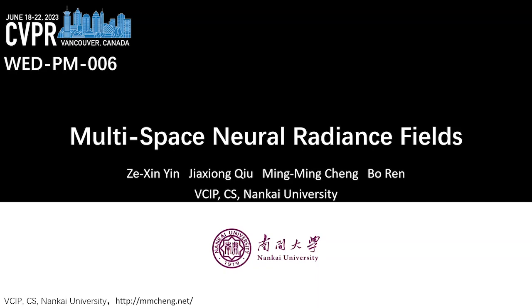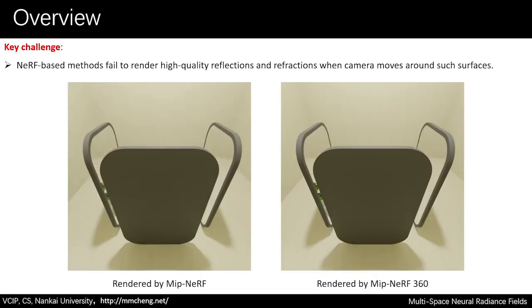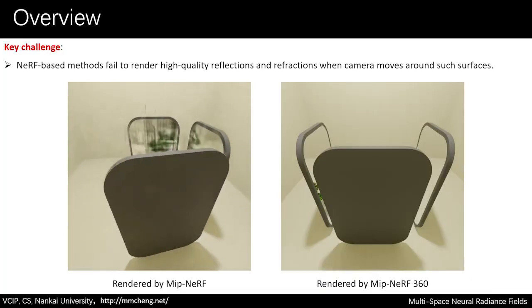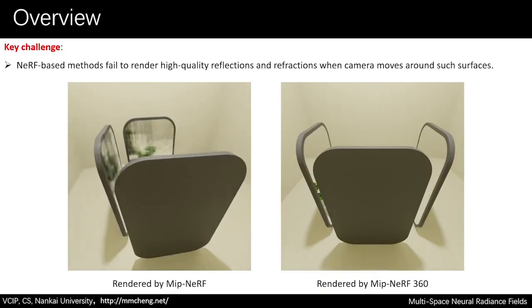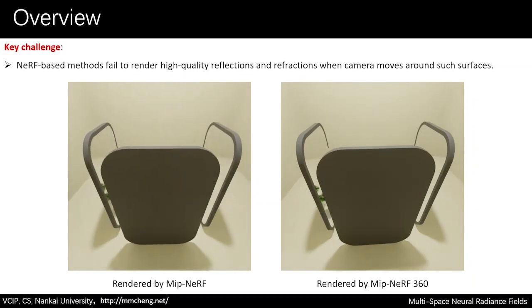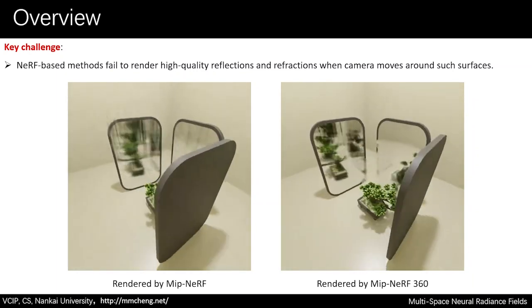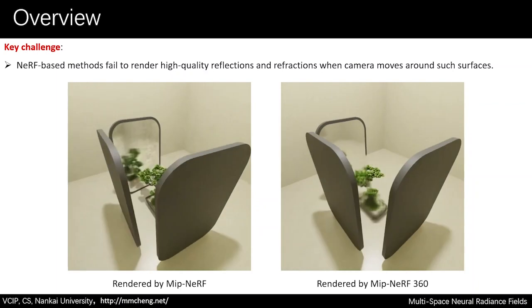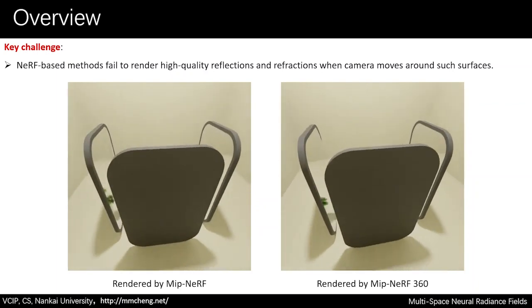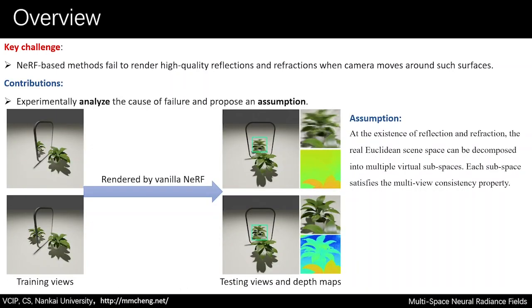Hi there, we present you our work, Multi-Space Neural Radiance Fields. Neural Radiance Fields, or NeRF, achieves significant performance in lower view sensor size, but fails to render high-quality reflection and refraction when camera moves around such objects. We construct two toy sensors to analyze the cause of the failure and propose a very simple assumption.